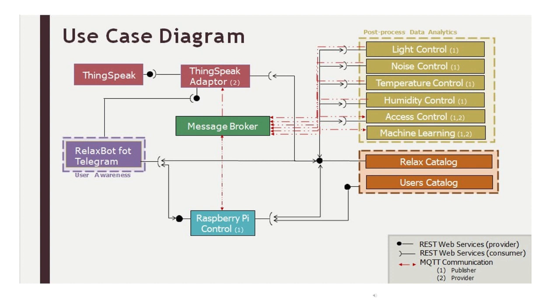The Relax catalog and users catalog handle information related to the relaxation environment, and user authentication using RESTful web services, likely implemented using the CherryPy and Requests Python libraries. The resource catalog registers and manages available IoT devices in the network. And finally, we have communication protocols in this project.